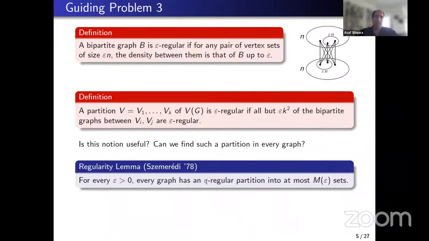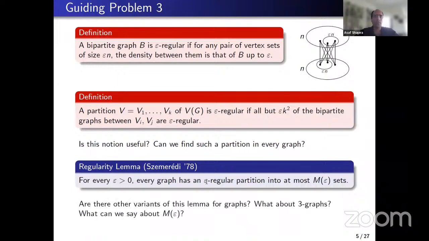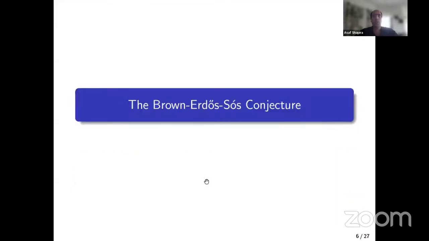And as you might guess, this statement is useful for many applications. For example, we can use it to prove the removal lemma, as we'll see later. And of course, at this point, you can ask, are there other variants of this lemma? Is there such a lemma for 3-graphs? What can we say about M of epsilon? We'll address all these questions.